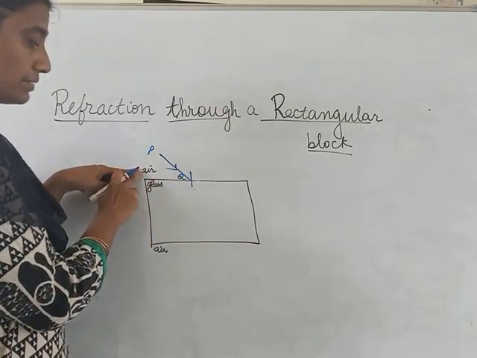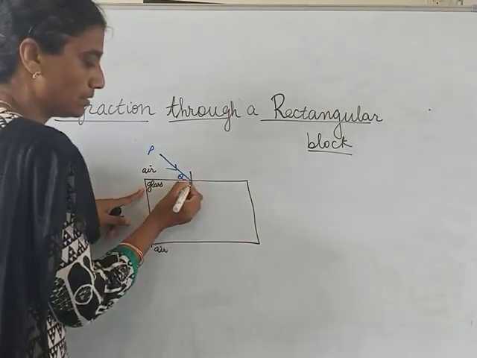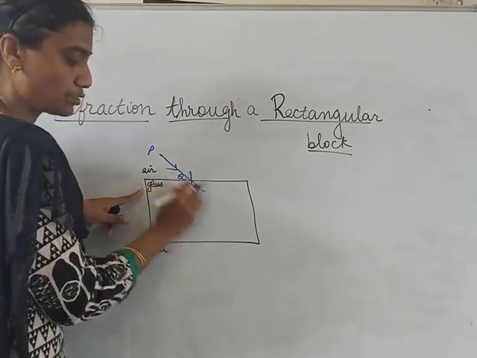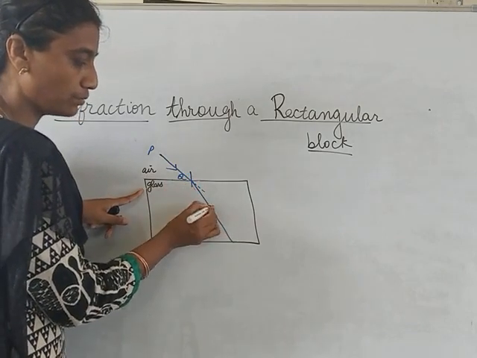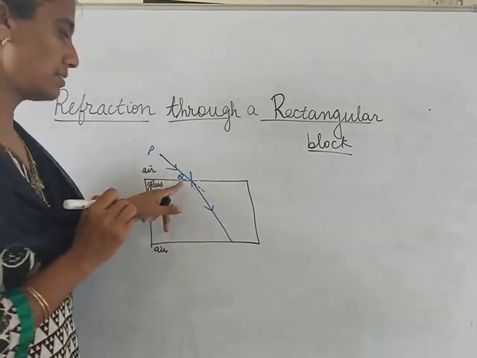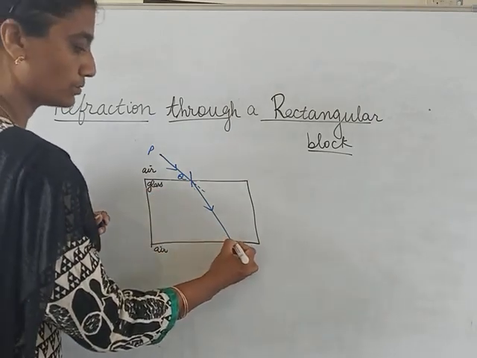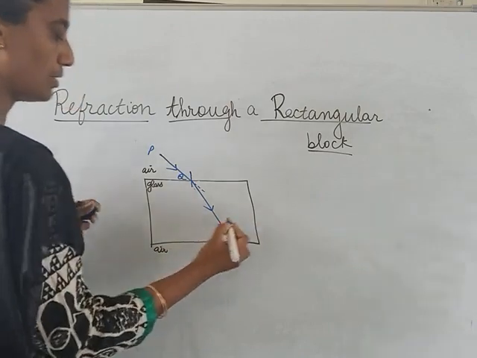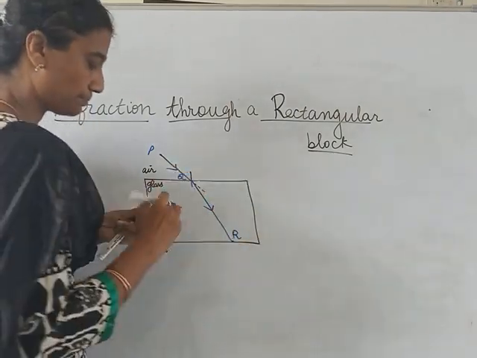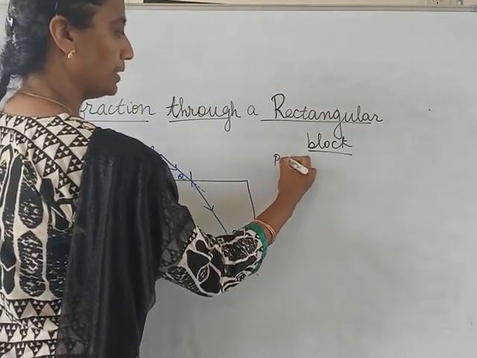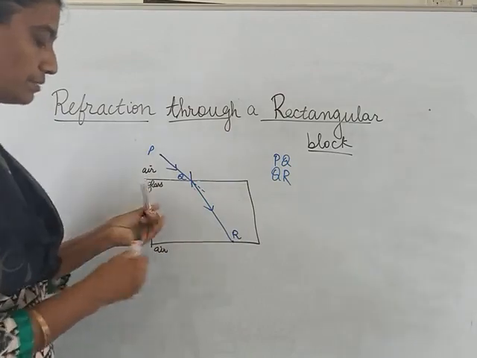Now how will the path go? Light is travelling from rarer to denser, so it will bend towards the normal. This was the original path. It should have gone like this, but it won't; it will bend and go like this. This is the refracted ray, QR. Now you can keep labeling it: PQ, QR. We'll come to that later.